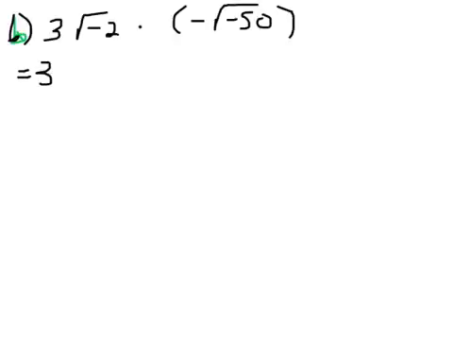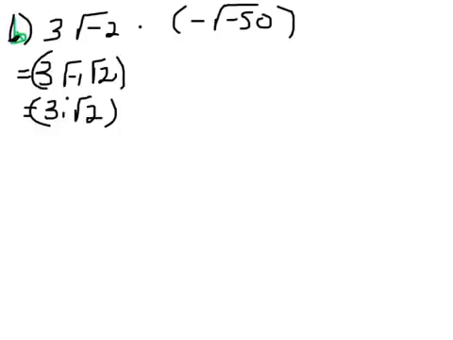Now, the square root of negative 2 we could write as the square root of negative 1 times the square root of 2. That becomes 3i square root of 2. But we're multiplying here times this other term. Now this other term I could also write as negative, and then square root of negative 50 would be the square root of negative 1 times the square root of 50.